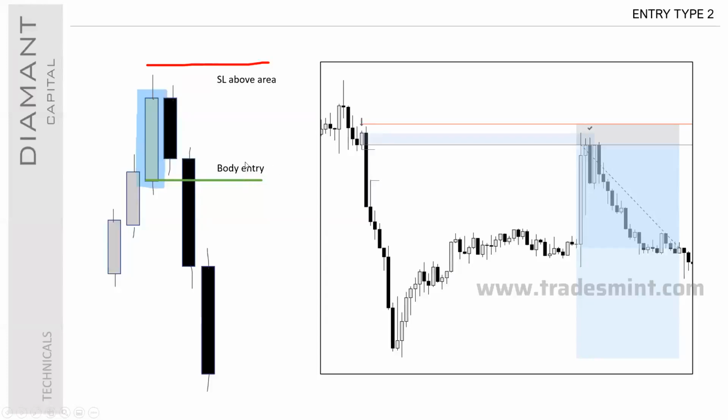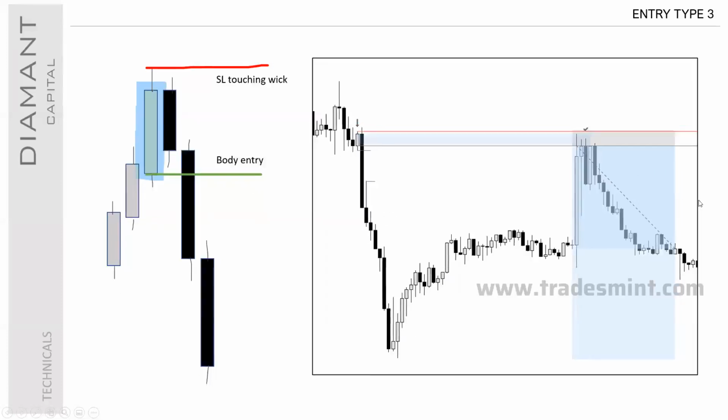The body entry is widely used, especially by people who work on the 1 hour time frame. Of course, if you're working on the 1 hour and using the body, for example, you're not going to be getting trades that are, say, 1 to 50 or whatever you've seen in my case studies. Hence why I refine my entries. But it's the second type. The third type, I would say, is body as well, with the stop loss just touching the wick.